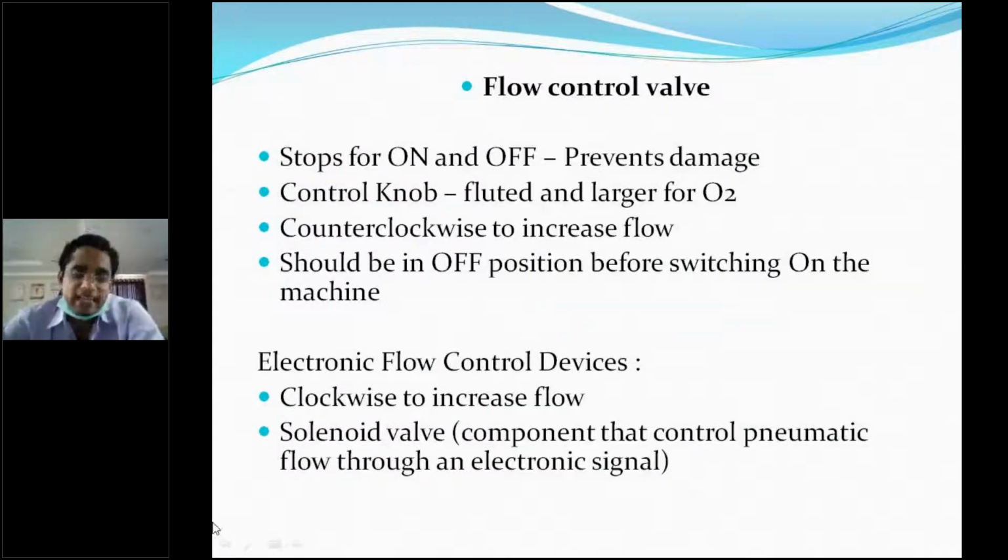And recently, as technology advanced, we have these electronic flow control devices. Now this is digitalized. Here we have to move clockwise to increase the flow. Previously we had to move clockwise to decrease and anti-clockwise to increase the flow in the flow control valve. Right here you can see.